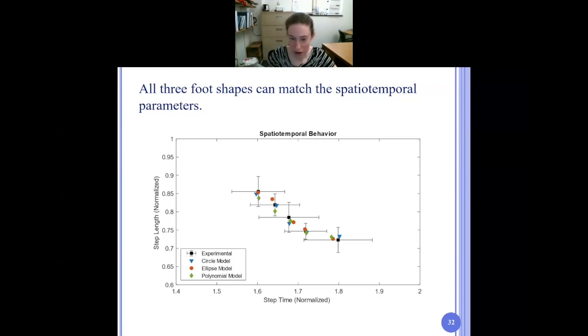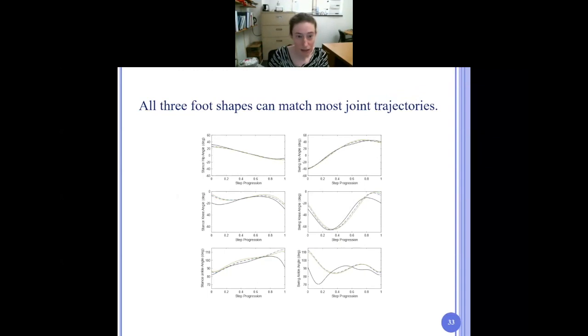And you can see that all 3 models do a very good job of matching the experimental spatial temporal parameters. And this is true across all of the subjects we tested and across all of the walking speeds we tested. We also got very similar results for the joint trajectories.